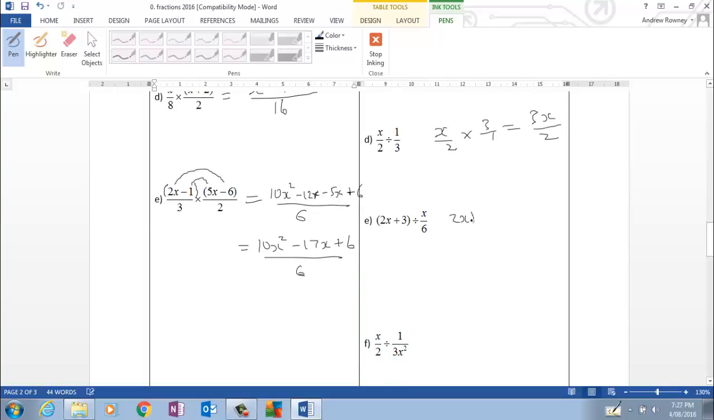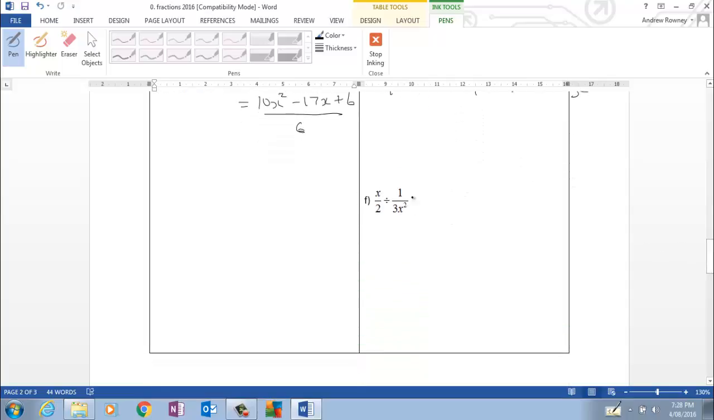This one here, 2x plus 3, we make the divide a times and we flip it, 6 on x. Now if you times 6 by this whole thing, you'll get 12x plus 18 all over x. Now that really could be considered over 1, and 1 times x is x. This one here, x on 2 times, flipping this one, 3x squared on 1. 3x squared times x is 3x cubed. And 1 times 2 is 2.